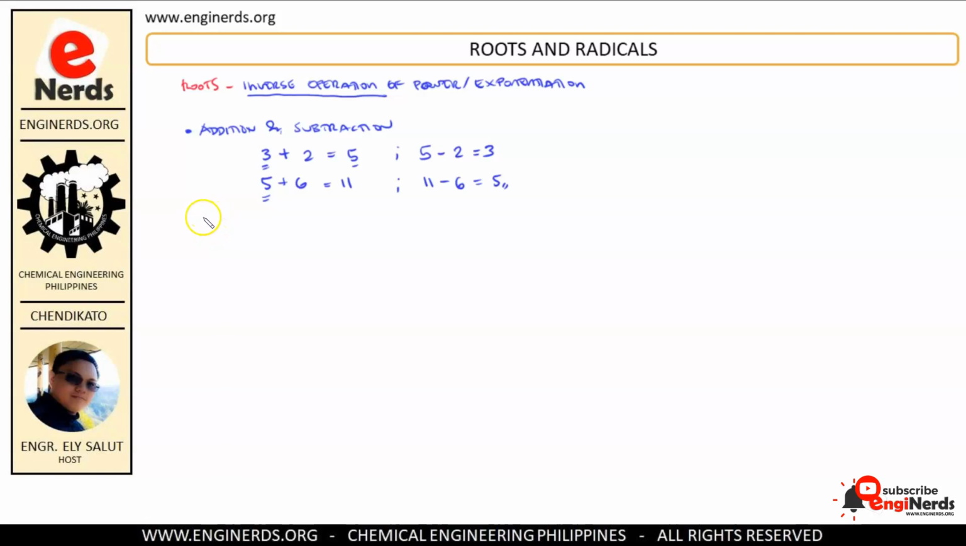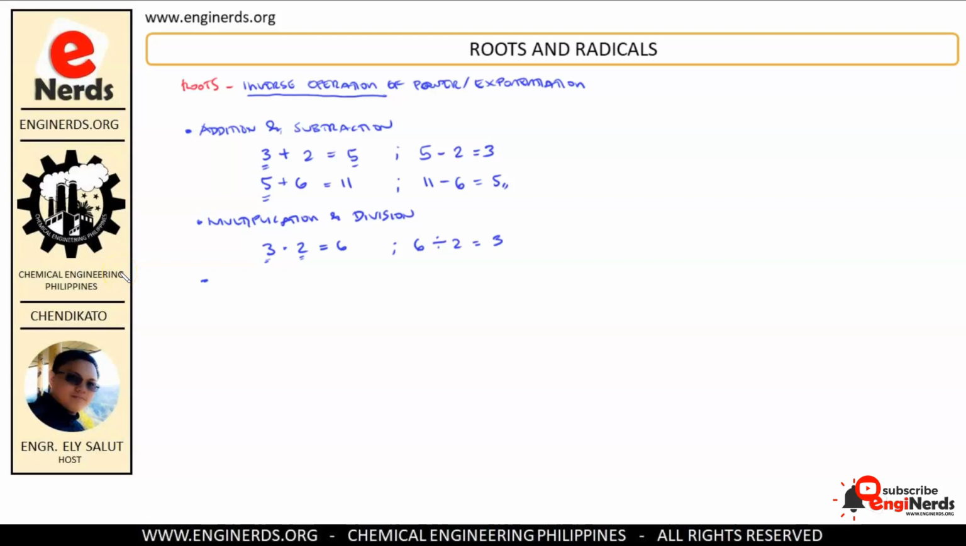And then, another inverse operation is multiplication and division, wherein if you multiply a number, for example, 3 times 2, this is equal to 6. So, our original number is 3. When you multiply by 2, you will have 6. Then, ang inverse niya is division. If you have 6, you divide it by 2, it will give you back yung original number natin na 3.